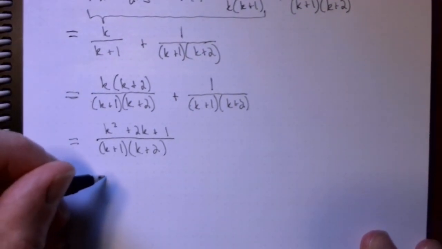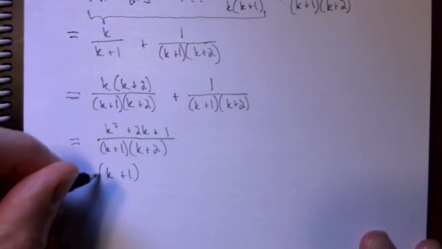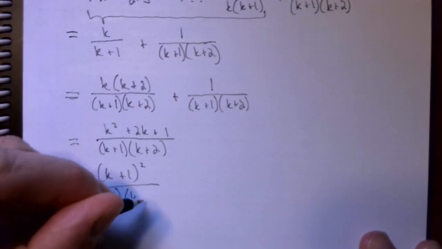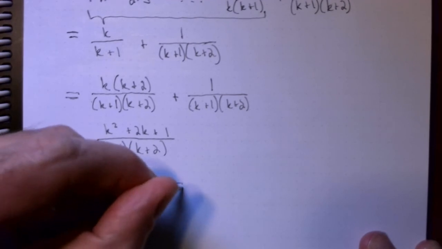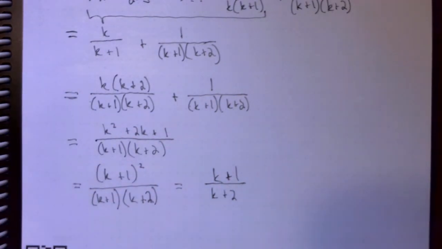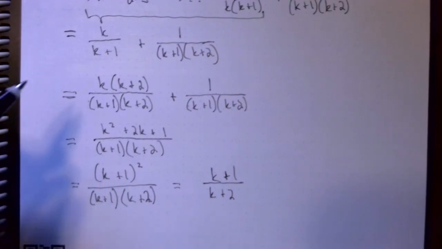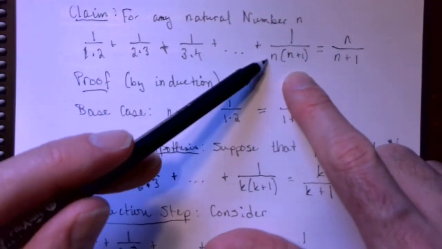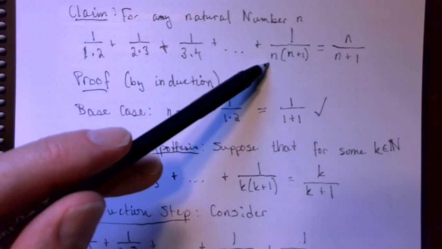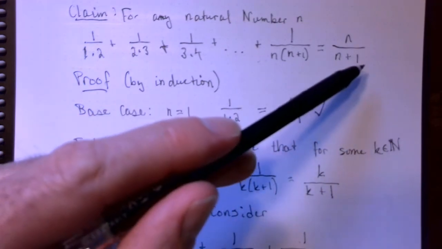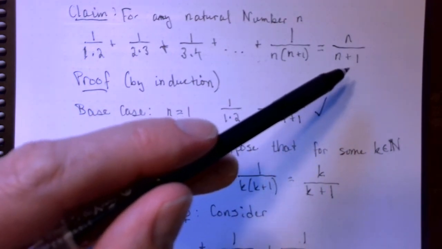I noticed that the numerator factors, it's actually k plus 1 squared. And of course, I can cancel a factor of k plus 1, and I'm left with this. Now, I want you to look here. If I had n equals k plus 1, if I replaced n with k plus 1, this would be a k plus 1 and a k plus 2. And this would be a k plus 1 over k plus 1 plus 1, in other words, k plus 2.